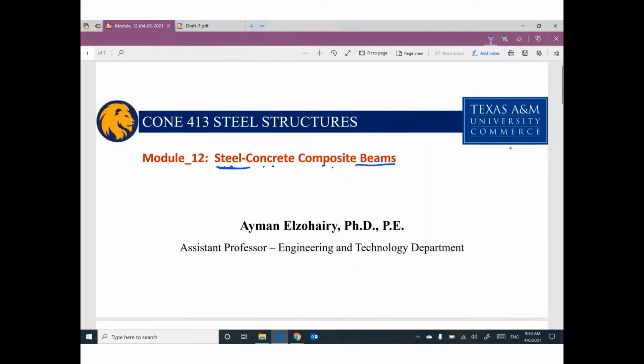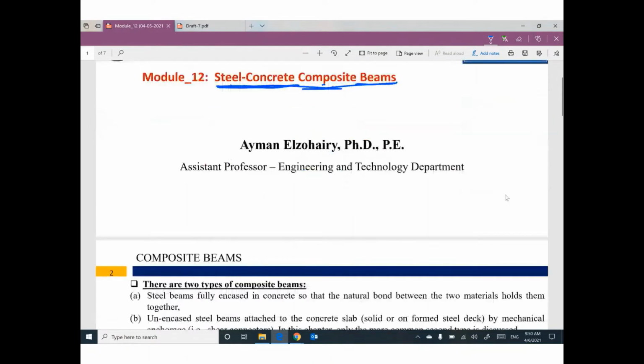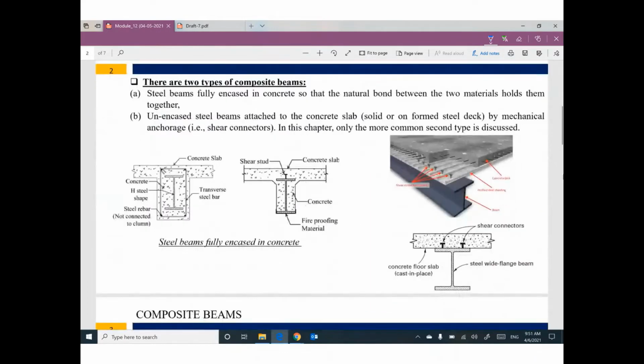So sometimes we are looking for a steel concrete composite beam. This composite beam can be, like I said, the concrete slab connected to a steel beam to make sure you have the neutral axis in between, and the concrete all the time under compression and the steel all the time under tension. This is the common type of composite beam.